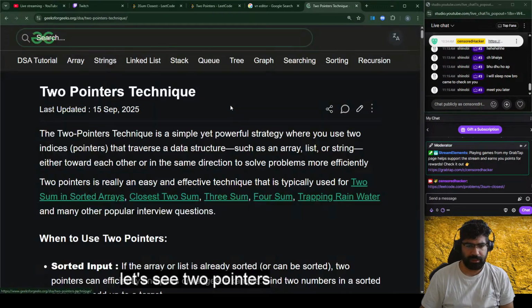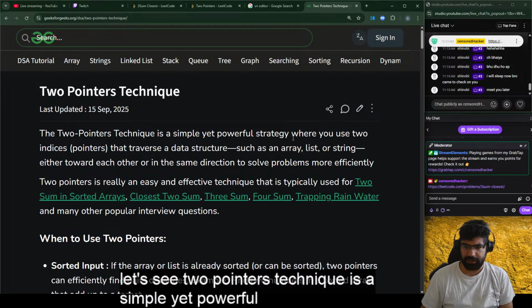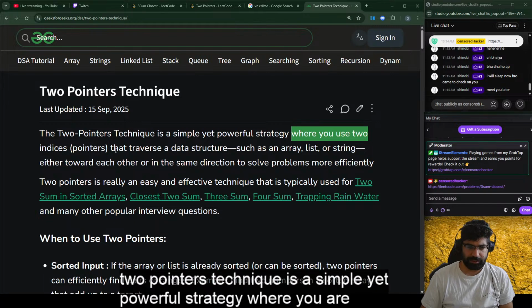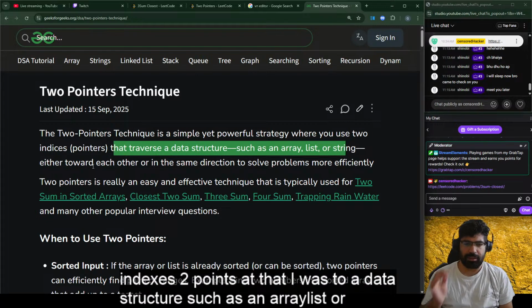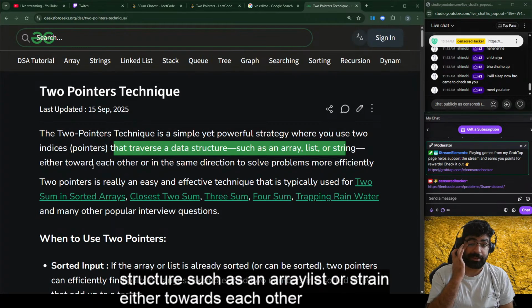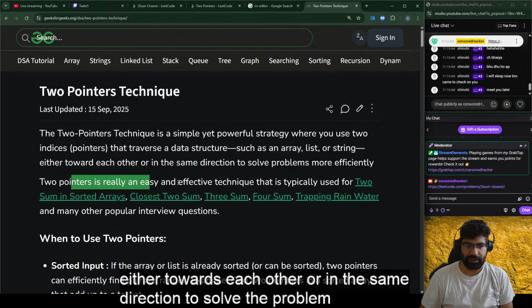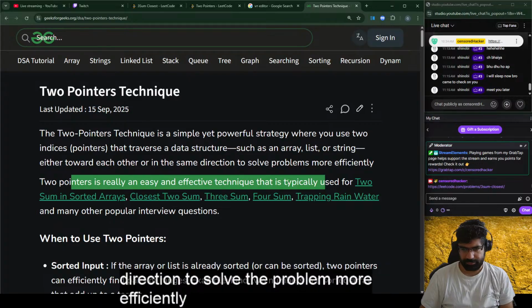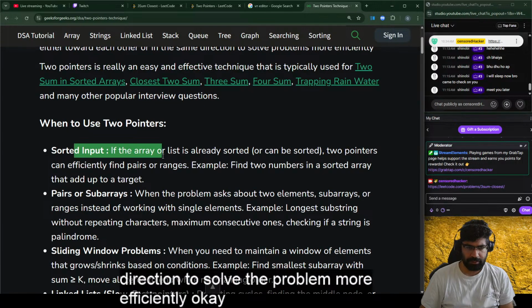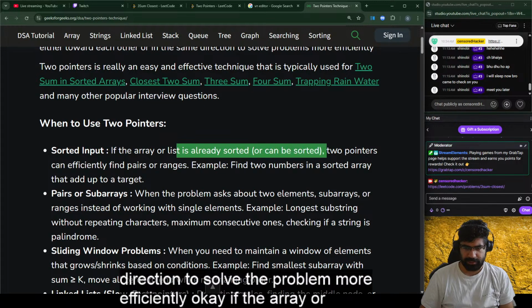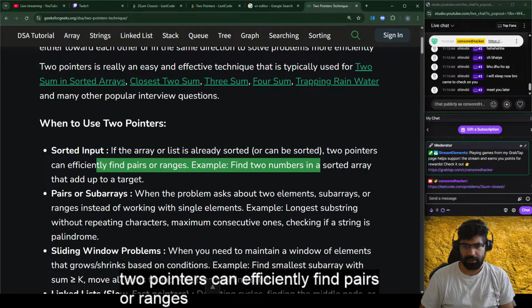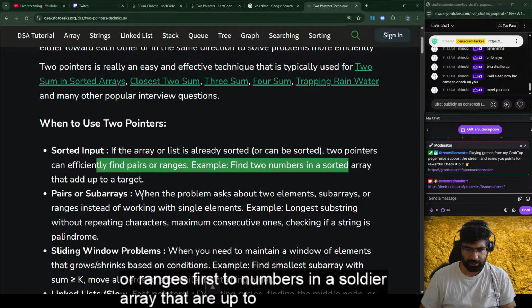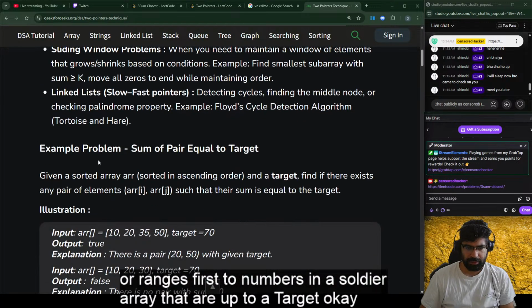Two pointers technique is a simple yet powerful strategy where you use two indexes, two pointers, that traverse through a data structure such as an array, list, or string, either towards each other or in the same direction to solve the problem more efficiently. Okay. If the array or list is already sorted, two pointers can efficiently find pairs or ranges. First choose numbers in a sorted array that add up to a target. Okay.